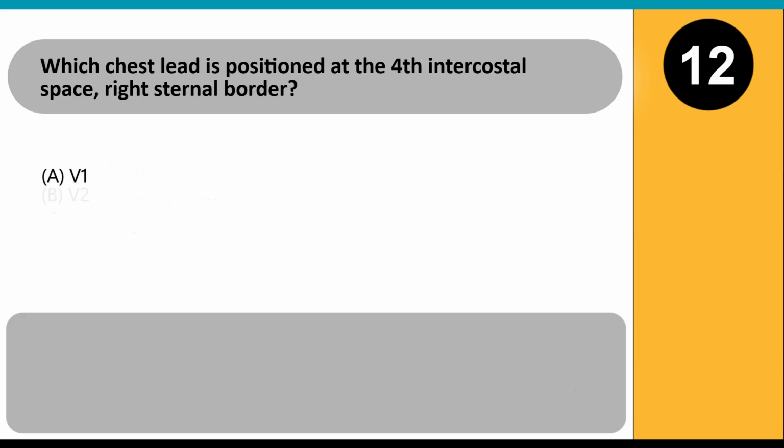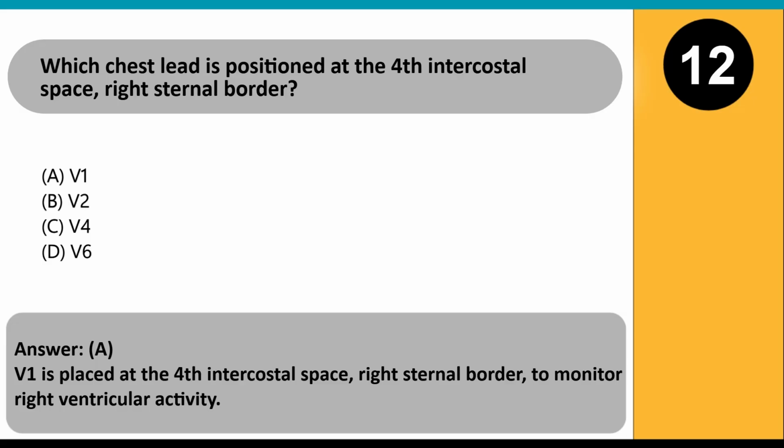Which chest lead is positioned at the fourth intercostal space, right sternal border? A. V1. B. V2. C. V4. D. V6. Answer A. V1 is placed at the fourth intercostal space, right sternal border, to monitor right ventricular activity.